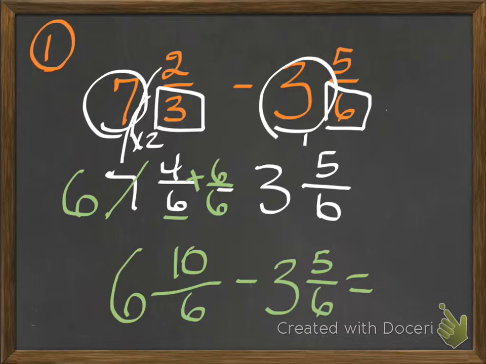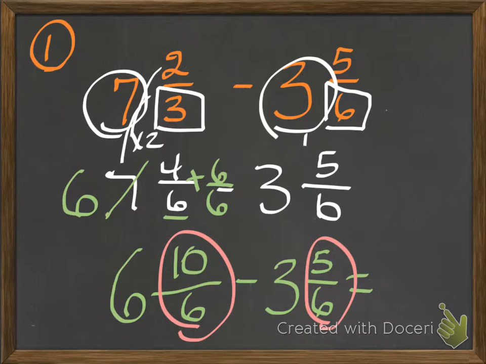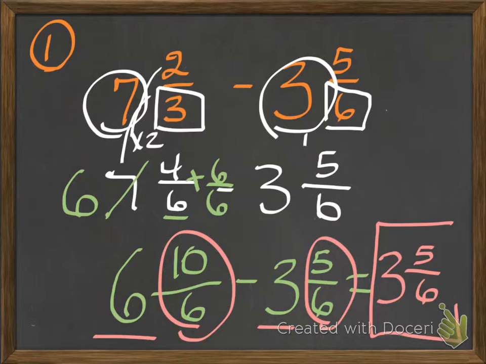Okay, so 6 and 10/6 minus 3 and 5/6. I first subtract the fractions. So 10/6 minus 5/6 is 5/6. And then I can subtract the whole numbers. 6 minus 3 is 3. My final answer is 3 and 5/6. I know because I cannot simplify 5/6. It's as simple as it gets.